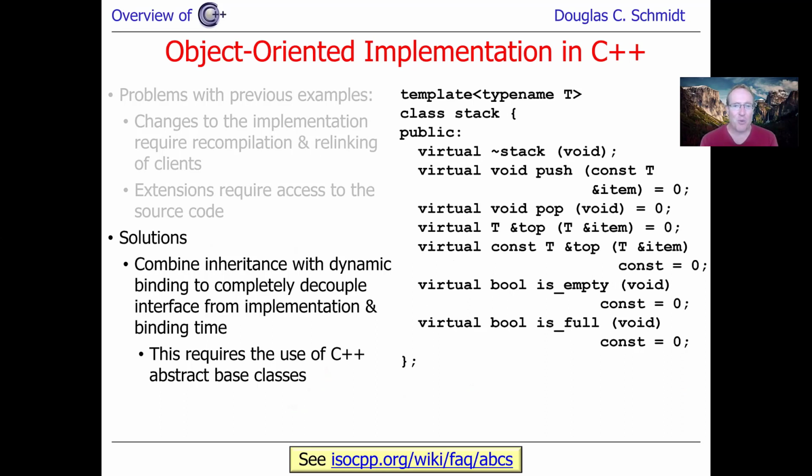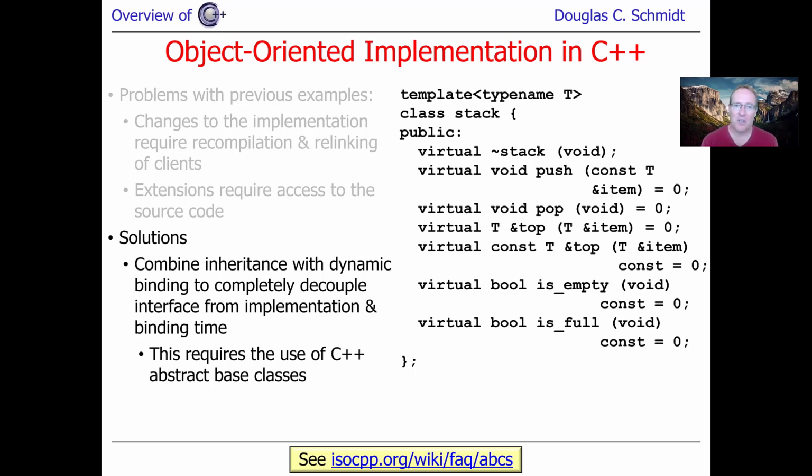Well, of course, the time-honored way to solve this problem in C++ is to combine inheritance with dynamic binding, and I'll talk about both of these concepts in a minute, in order to completely decouple the interface from the implementation and be able to do the selection of the implementation at runtime. So the fancy way of saying that is we're changing from static binding time, compile or link time, to runtime binding, which is dynamic binding.